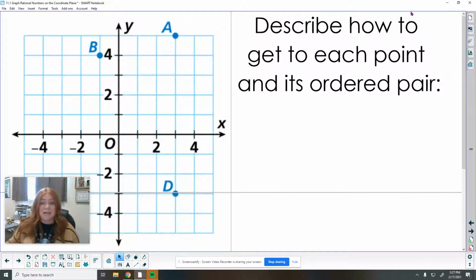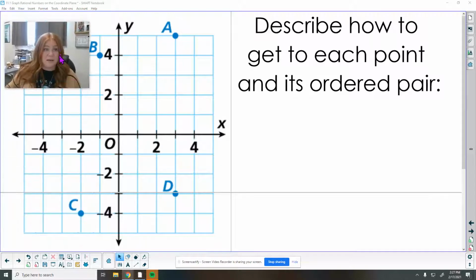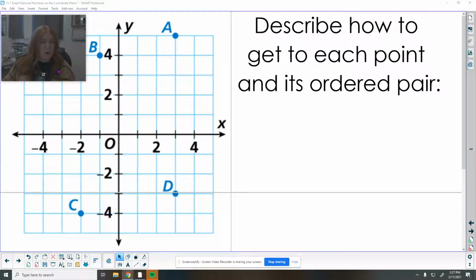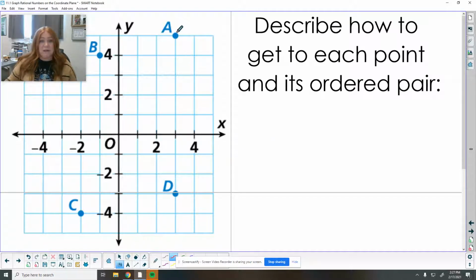So let's look at number 1 here. I'm using a different program, and I'm not quite sure where I should put my head here, where it's not in the way. We want to describe how to get to each point and then what the ordered pair is. So if we're doing A, notice here's 1, 2, 3, 4. Every unit is 1, but it's just showing us that it's counting by 2s. There's just not so many things on our number line.